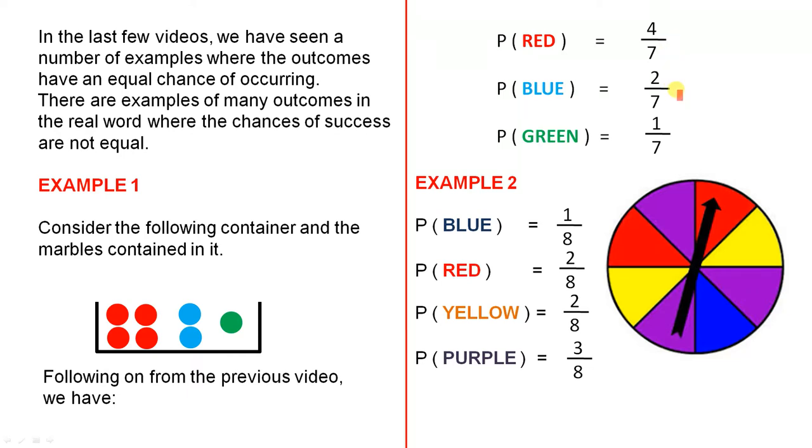The probability of picking a blue is 2 over 7 for obvious reasons, and the probability of picking a green is 1 over 7 for obvious reasons. So you can see that the probabilities, or the chance of picking the different colours, are not the same. The red has more chance of being picked out.